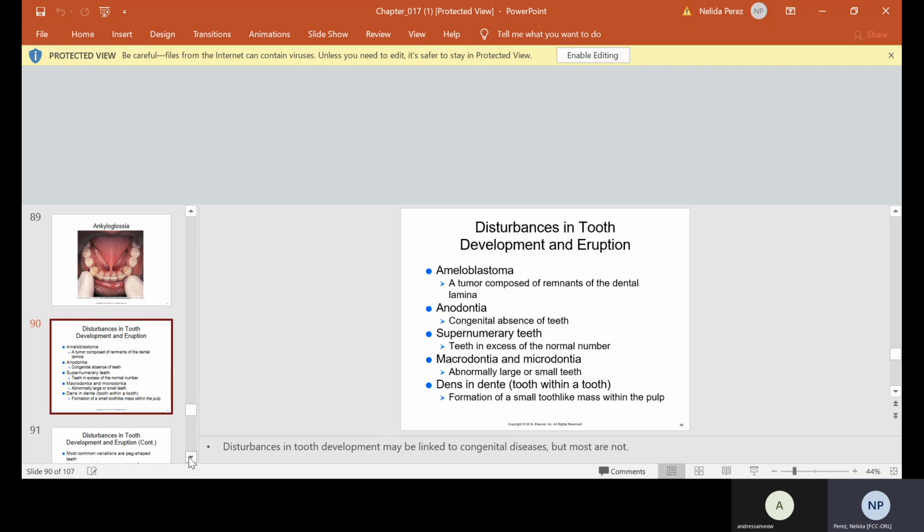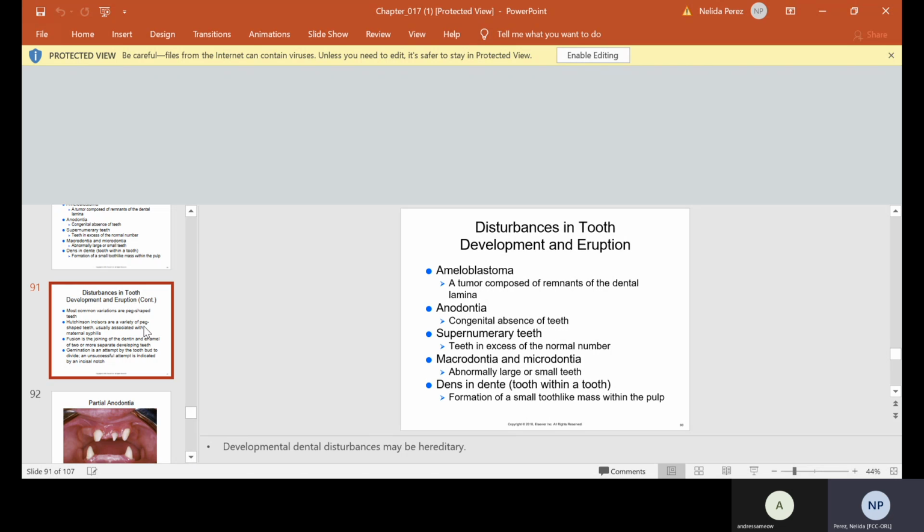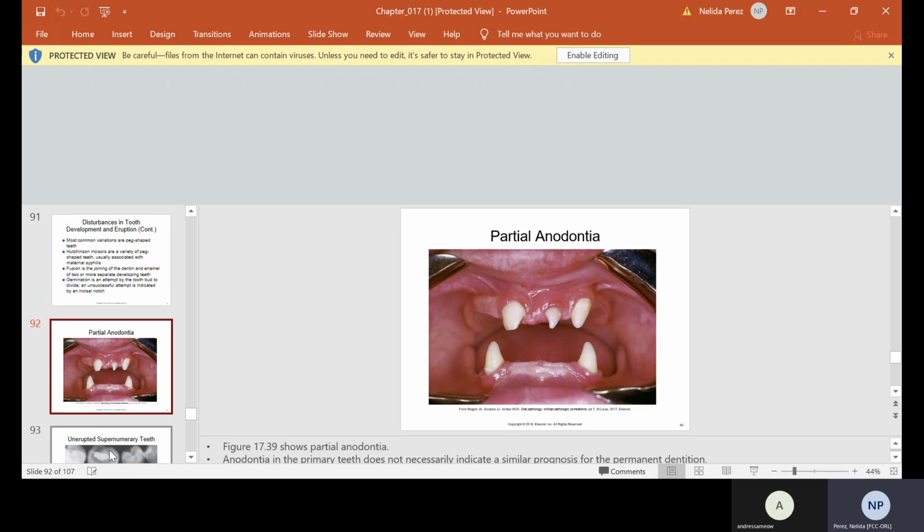Disturbances in tooth development may be linked to congenital diseases, but most are not. Here, the most common variations are peg-shaped teeth. Hutchinson's incisors are a variety of peg-shaped teeth, usually associated with maternal syphilis. Fusion is the joining of the dentin and enamel of two or more separate developing teeth, and gemination is an attempt by the tooth bud to divide. An unsuccessful attempt is indicated by an incisal notch. And again, developmental disturbances may be hereditary.